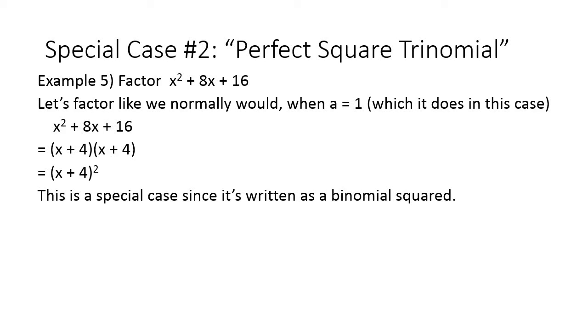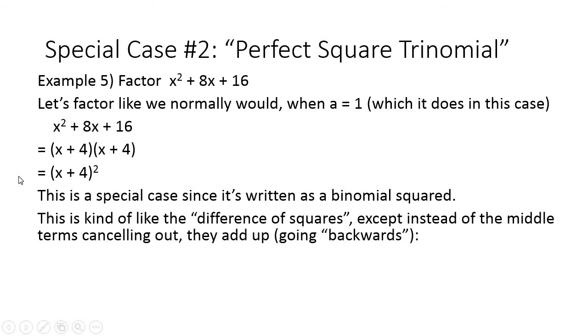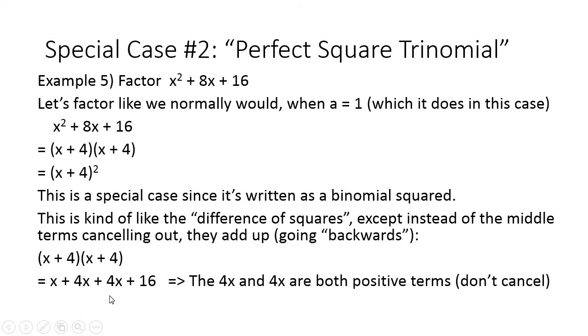This is a special case since it's written as a binomial squared here. We can simplify it quite a bit. This is kind of like the difference of squares, except instead of the middle terms canceling out, they add up. So think about it going backwards and you FOIL that out. We would have x times x is x squared, x times 4 is 4x, 4 times x is 4x, so that's 4x plus 4x, and you get your 8x. So those middle terms added to 8x, and then 4 times 4 is 16 there. So that's just what this is showing here. So because they're both positive signs here, they both add up and you get that 8x.